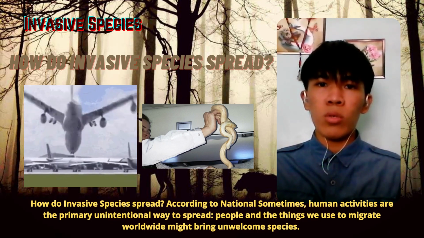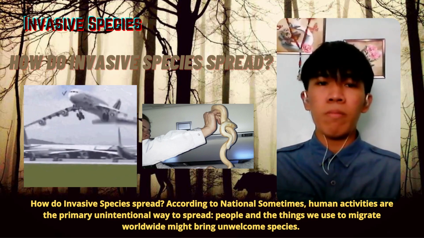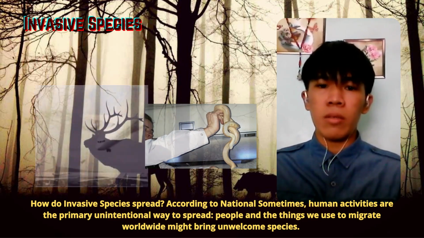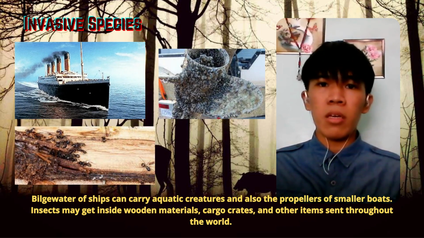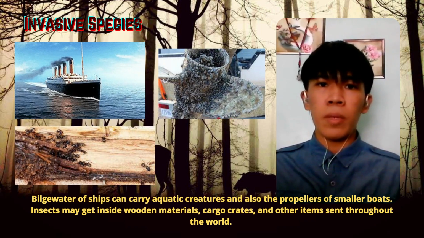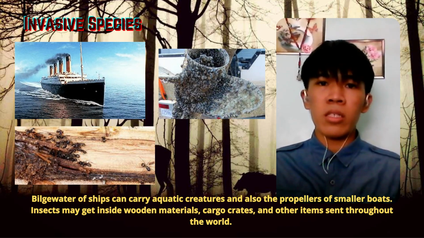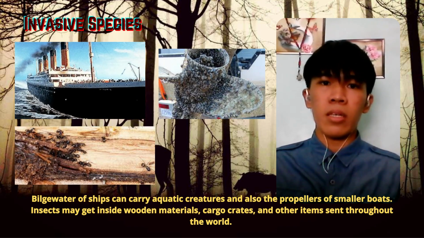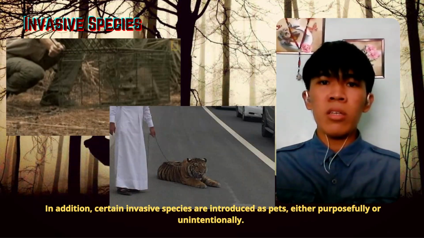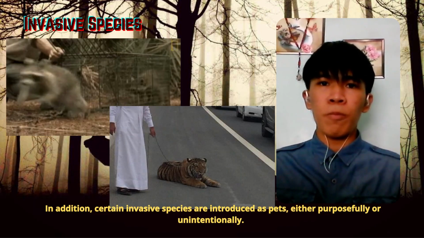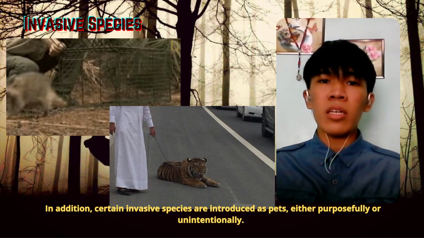People and the things we use to migrate worldwide might bring unwelcome species. Bilge water of ships can carry aquatic creatures and also the propeller of smaller boats. Insects may get inside wooden materials, cargo crates, and other items sent throughout the world. In addition, certain invasive species are purposefully or unintentionally released pets.